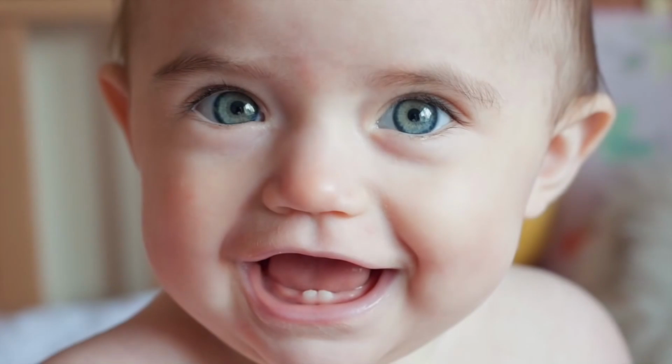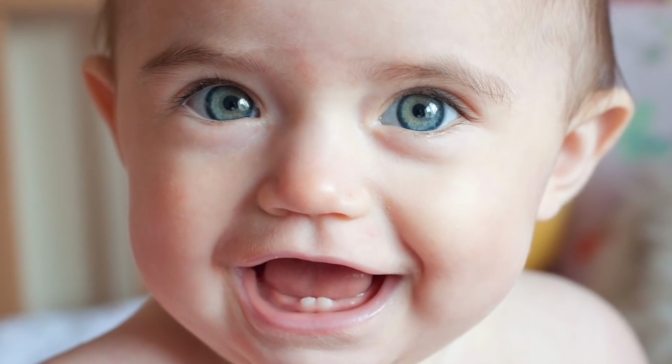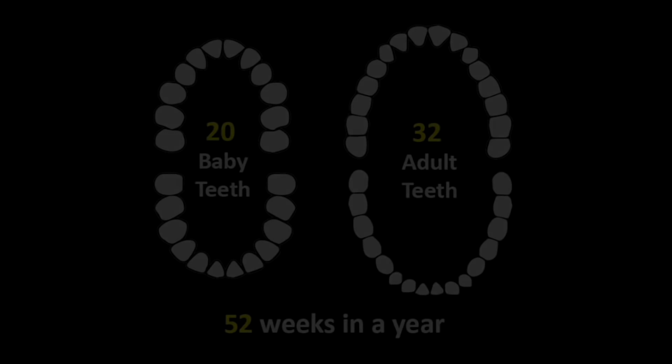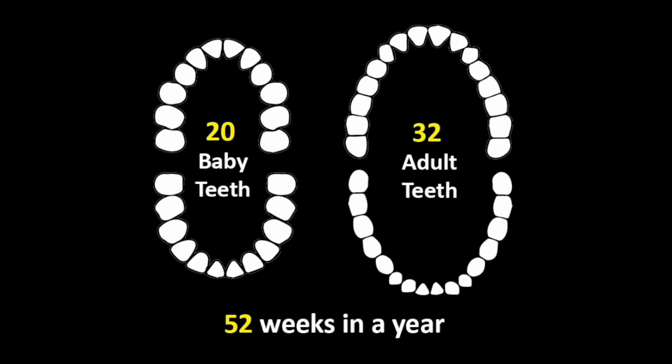But it doesn't end there. The human baby is born with 20 baby teeth, and the adult set of teeth number 32, which means that your 20 baby teeth and your 32 adult teeth sum to 52, which is the number of weeks in the year. How about this one?